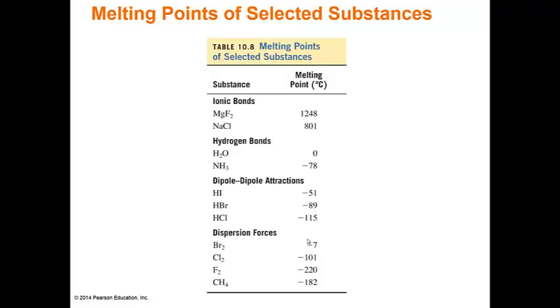So if we look at MgF2, okay, it's got a melting point of 1248 degrees Celsius. If we look at NaCl, or table salt, it's got a melting point of 801 degrees Celsius. Okay, water, we should all know the melting point of water at 0 Celsius, or 32 degrees Fahrenheit, or we could also say 273 degrees Kelvin, right? NH3, negative 78, dipole attractions. You can see as the energy becomes less, so does the melting point of the substance, and so on and so on.